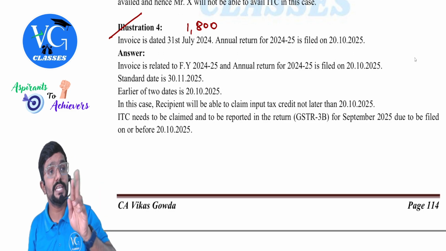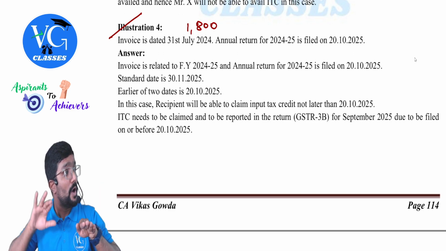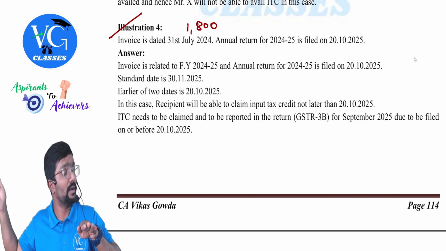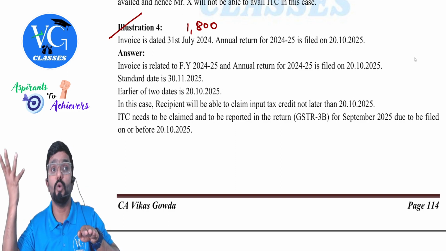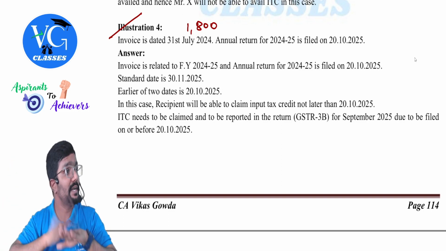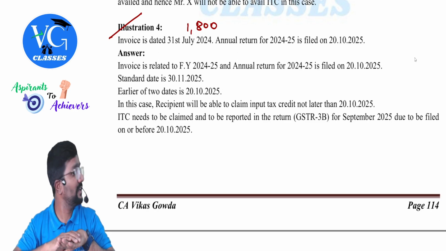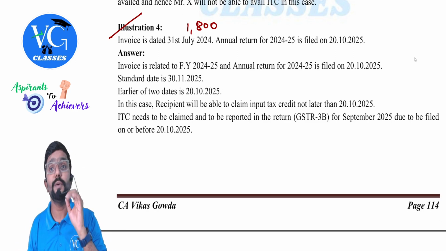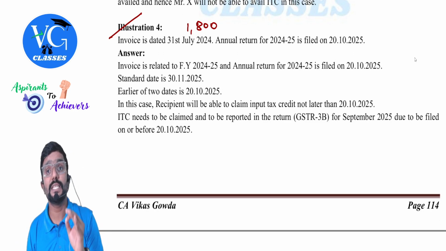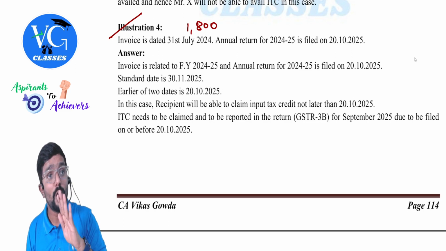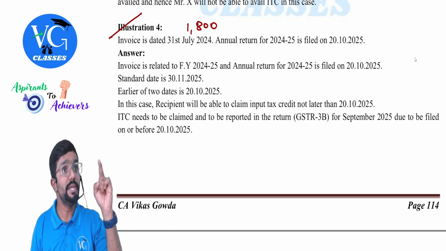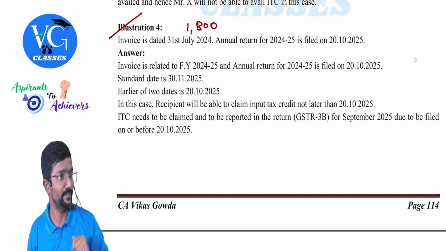Sir, can the recipient claim it in GSTR 3B of October? When will he file GSTR 3B for October, guys? On or before 20th November. By then the time is already over. So can he claim the credit in the October month return? No. Simple, please listen here. Whichever GSTR 3B he files on or before 20th October, he has to claim it in that return.